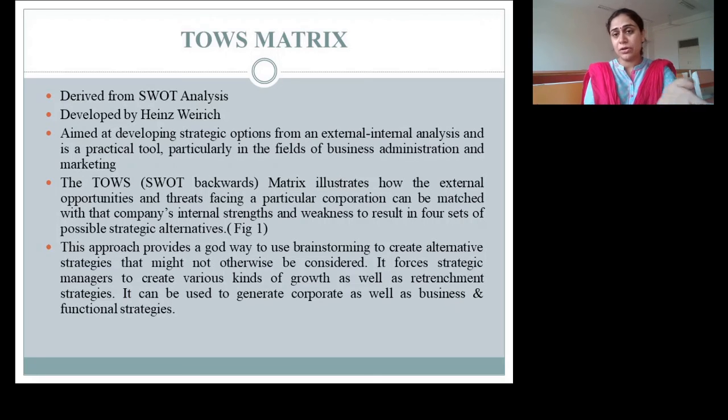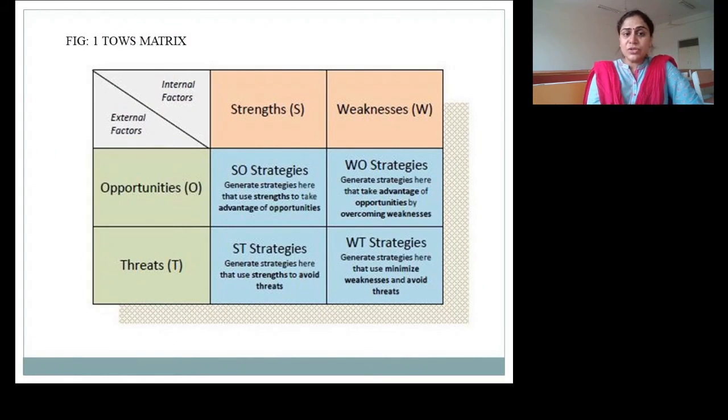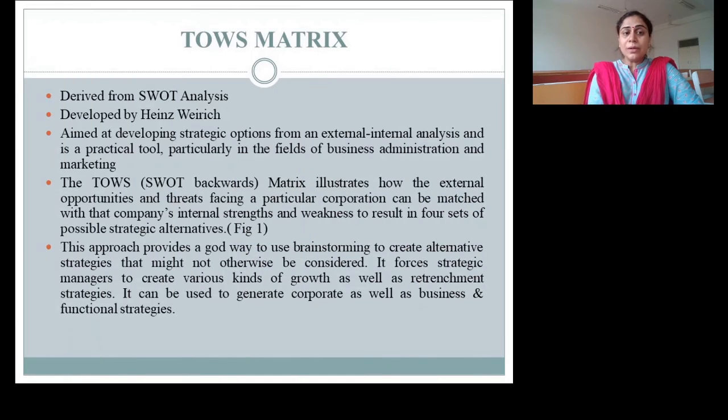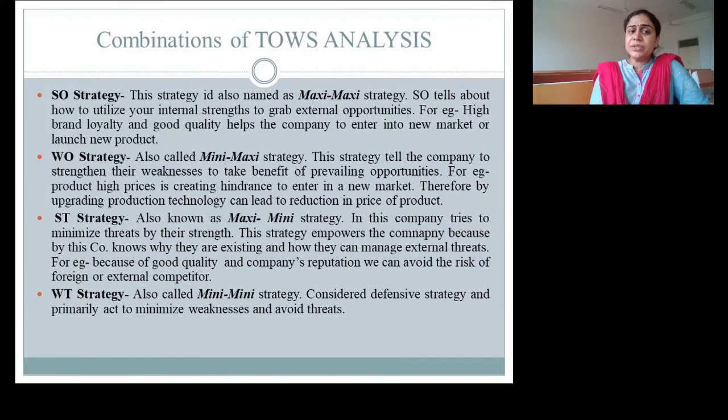And we basically try to find a balance between the opportunities and threats and the strengths and weaknesses of a company, making four possible sets of strategic alternatives. If you see figure number one, there are various combinations: SO strategy, WO strategy, ST strategy, and WT strategy. So taking them one by one. This approach provides a good way of brainstorming to create alternative strategies that might not otherwise be considered. It forces strategic managers to create various kinds of growth as well as retrenchment strategies, because of the various combinations that are here. The first is the SO strategy.